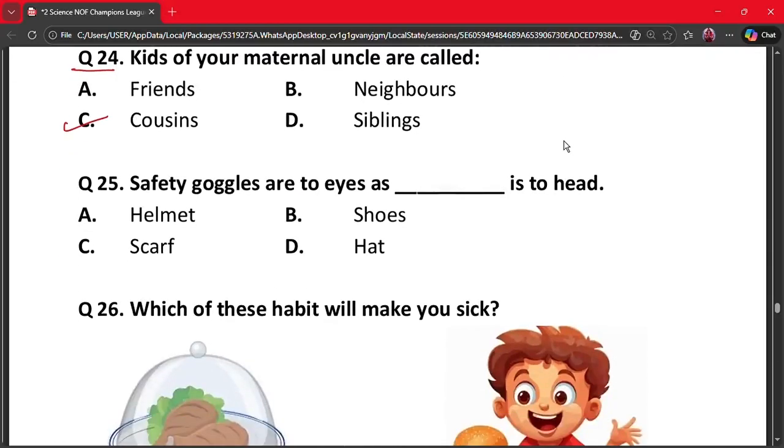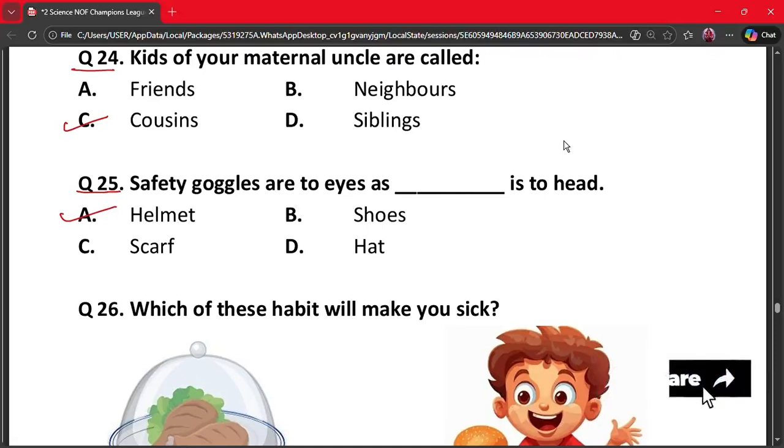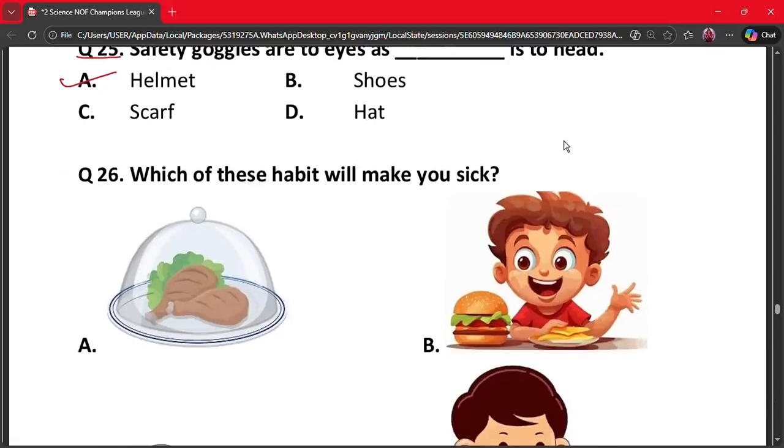Next question is question 25. Safety goggles are to eyes as dash is to head. A. Helmet, B. Shoes, C. Scarf, and D. Hat. The correct answer is option A. Safety goggles protect eyes just like the helmet protects the head. Both are safety equipment. So the correct answer is option A.